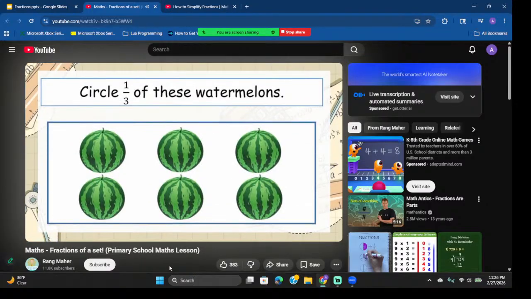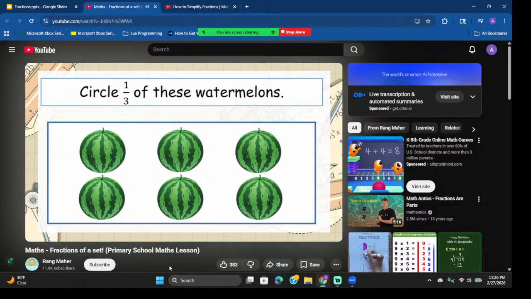Using what you just learned, try and circle 1/3 of these watermelons. Either use the division way or do the counting way. It doesn't matter, you'll get the same answer. Pause the video and give it a try.